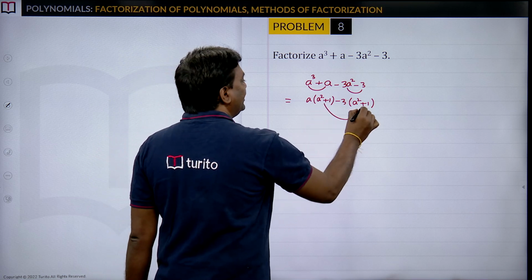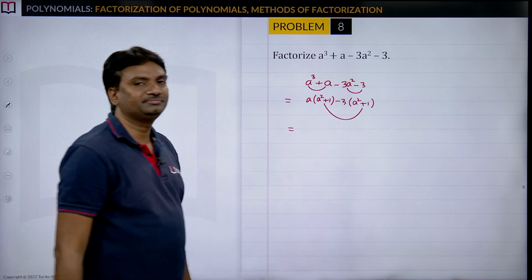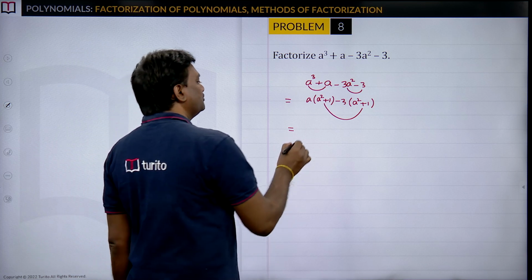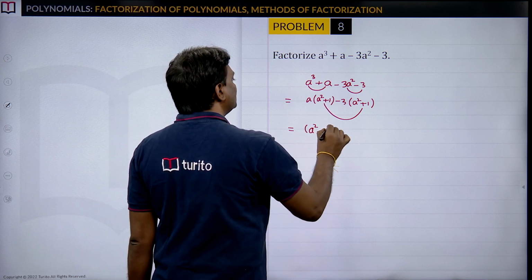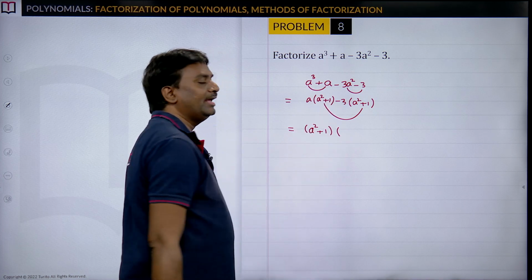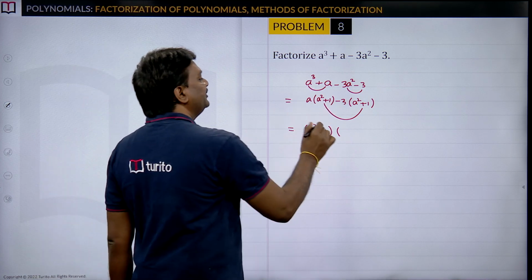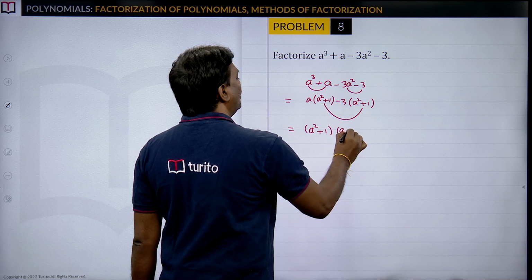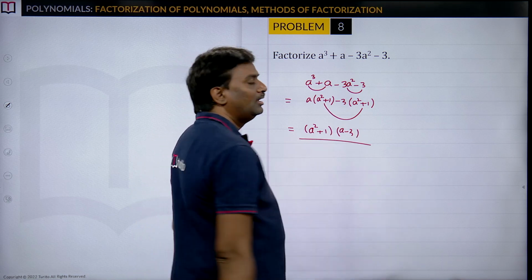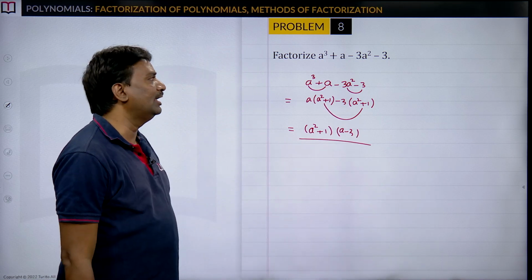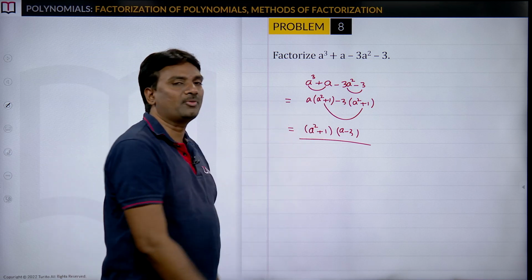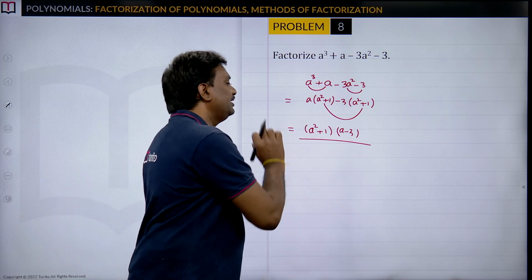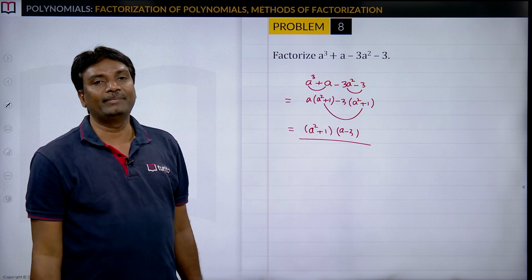Again, by taking (a² + 1) as common, you will get (a² + 1). Since we have taken (a² + 1) as common, here we have a, here we have -3. So, we can express the given polynomial a³ + a - 3a² - 3 as the product of two polynomials (a² + 1) and (a - 3).